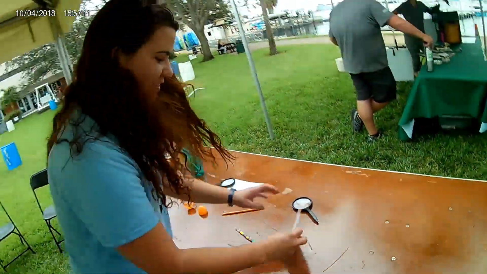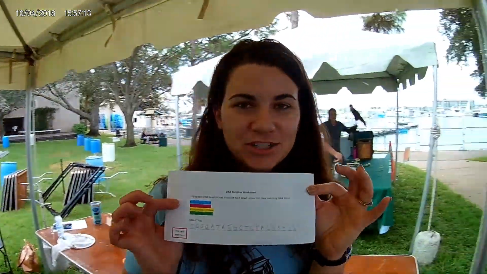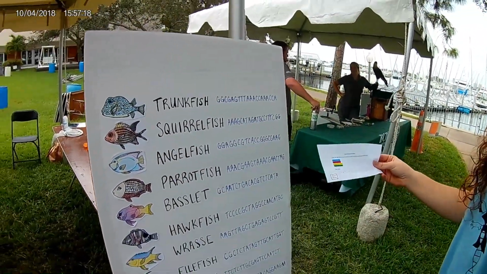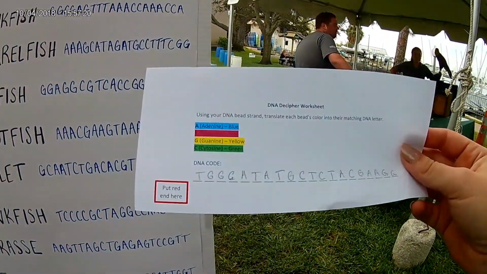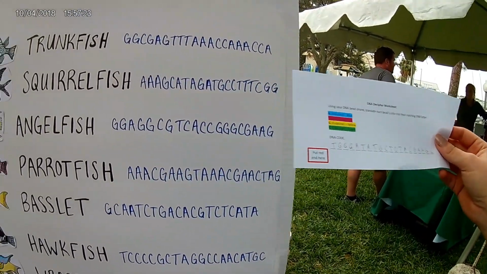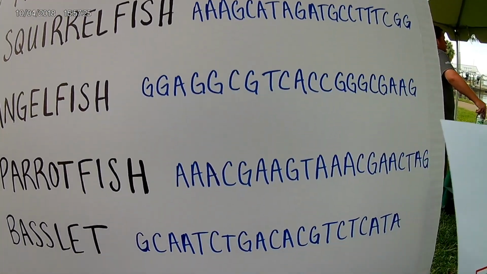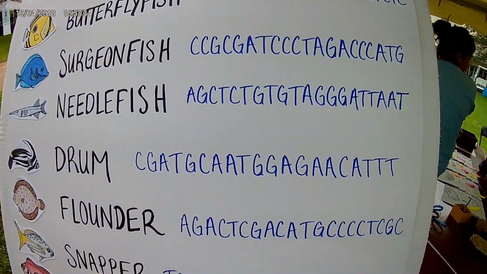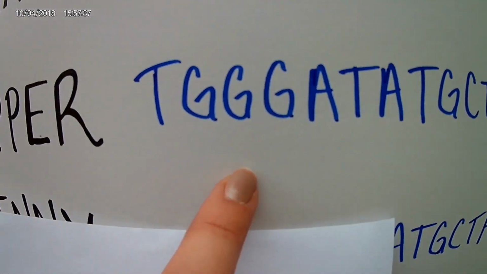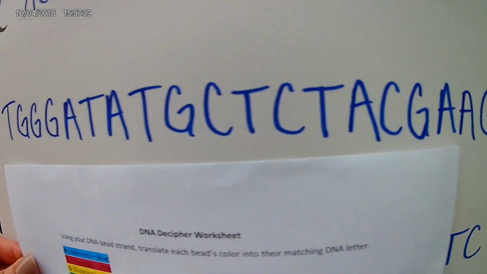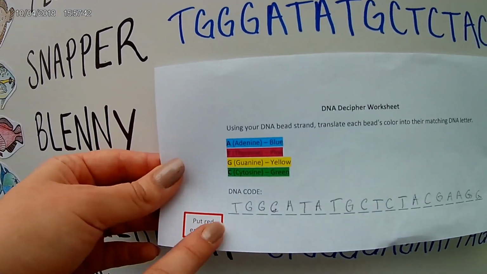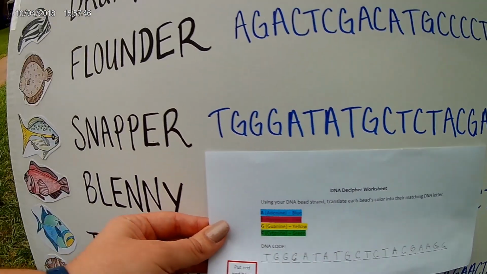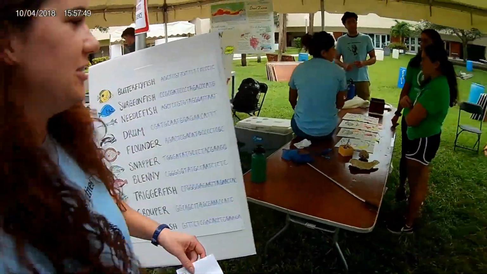Great job. Now let's use our decipher sheet to figure out which fish species we got. We have TGGC. I don't see it on this board. Let's try the other one. TGGAT. I found it. We have a snapper. Let's double check the code. That looks right.